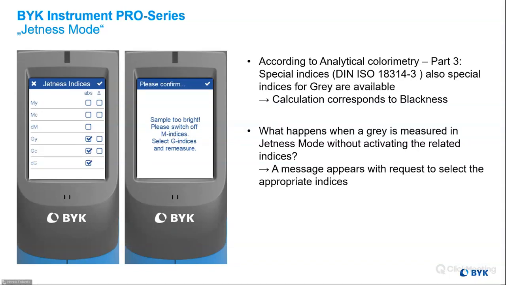According to DIN EN ISO 18314, also special indices for gray are available. And you cannot really do anything wrong because the instrument guides you through. You see what happens when gray is measured in jetness mode without activating the related indices: you get a message that you leave the measurement range, and then you have to switch to a second set of indices.